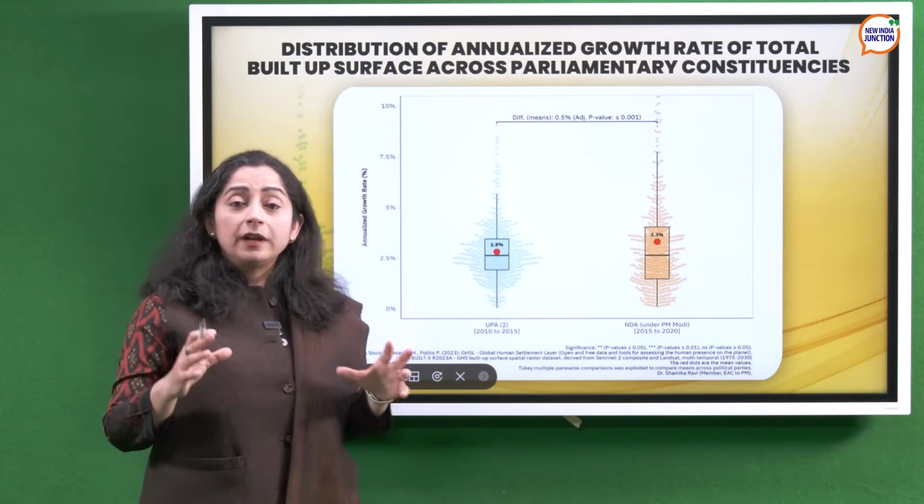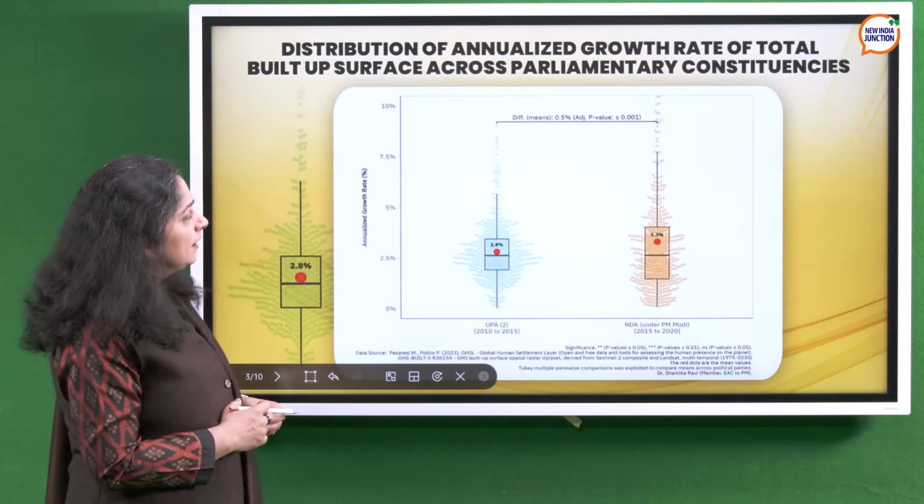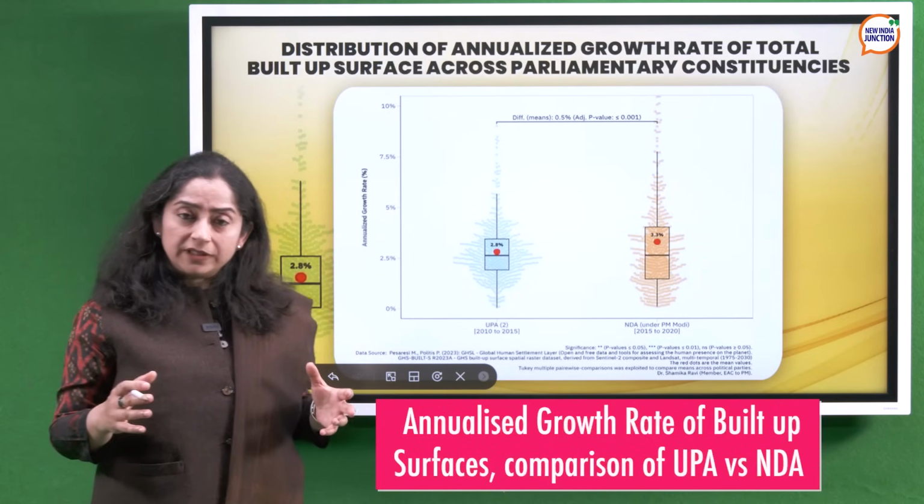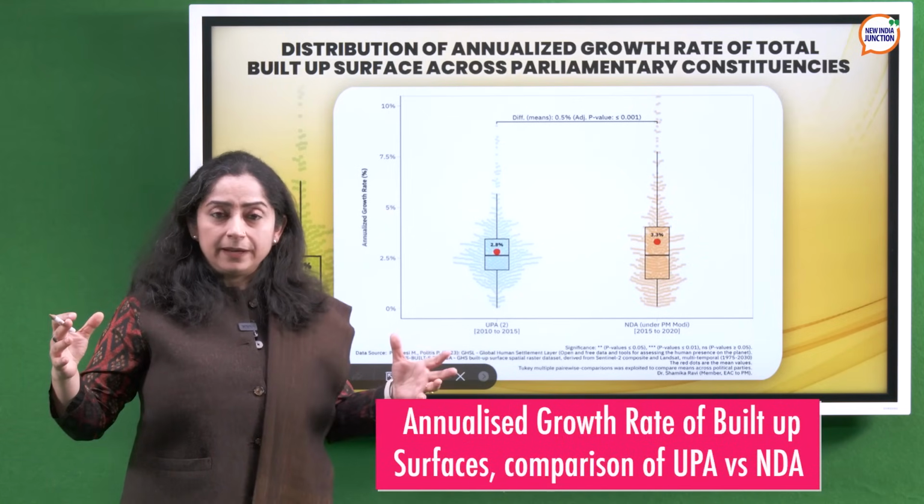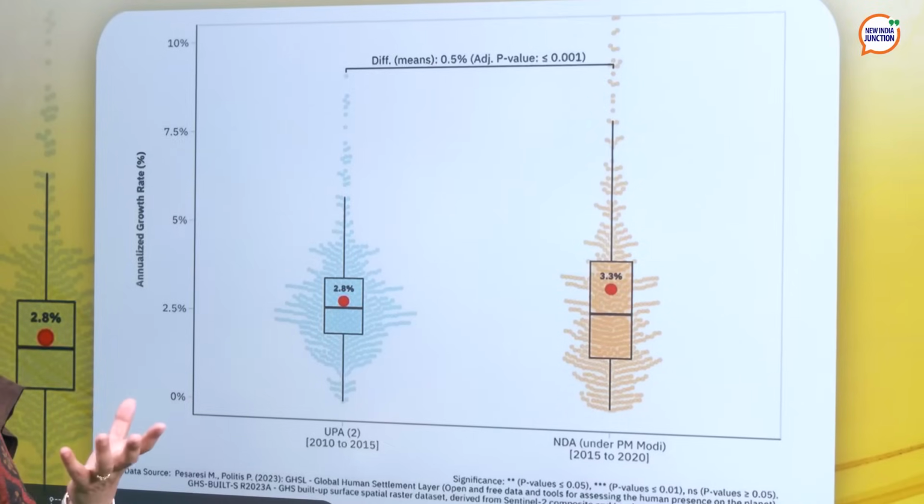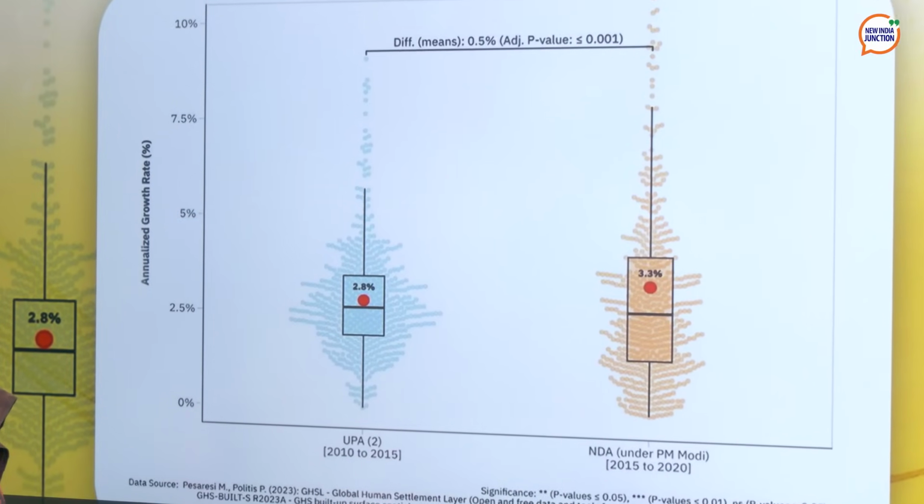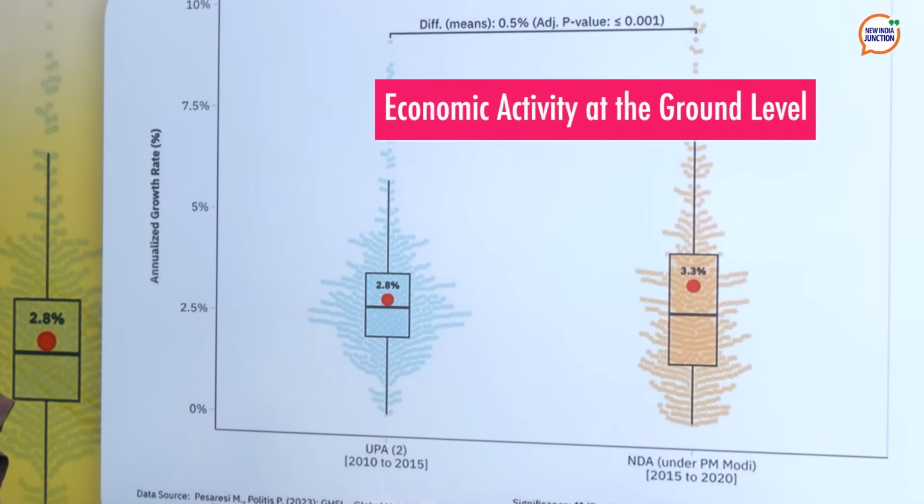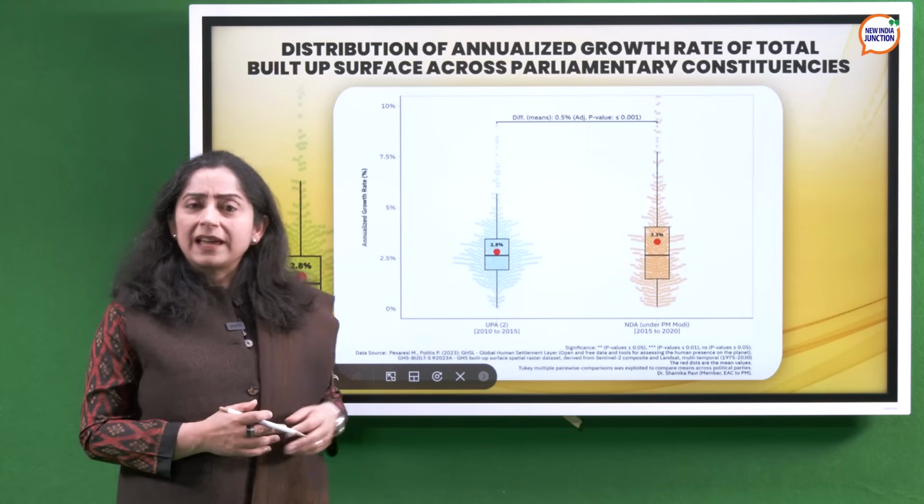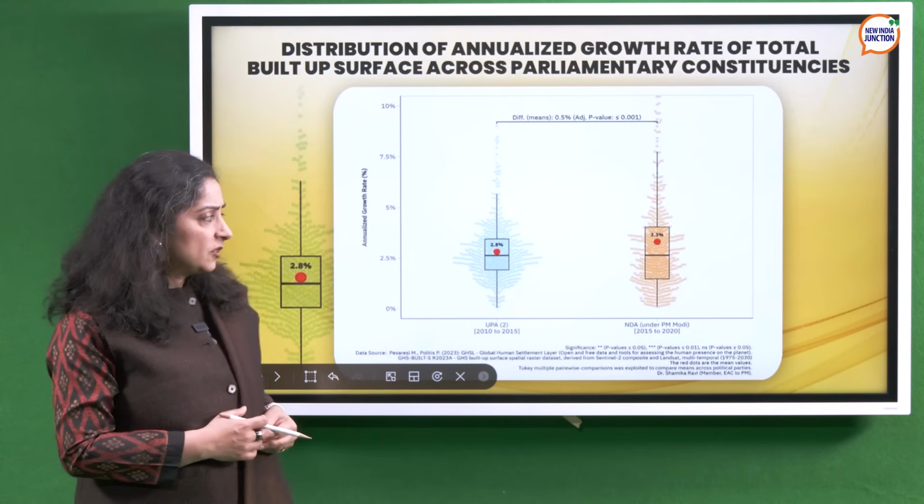So, this is one of our main results. It basically looks at the annualized growth rate of built up area or overall construction, which is a very good metric of what is happening to economic activity at the ground level. We will see what has happened over time under the different administrations.